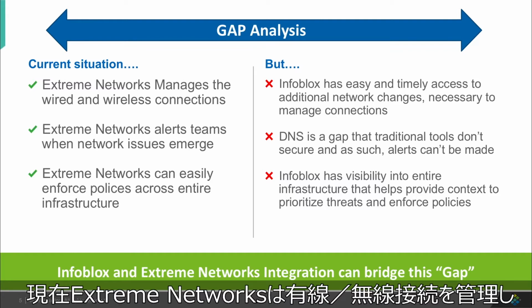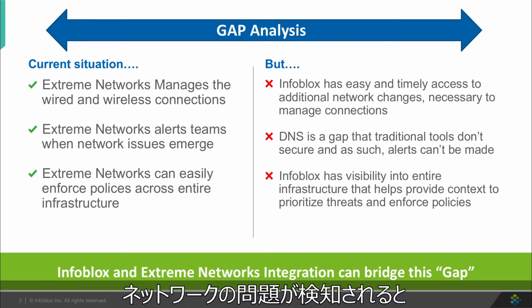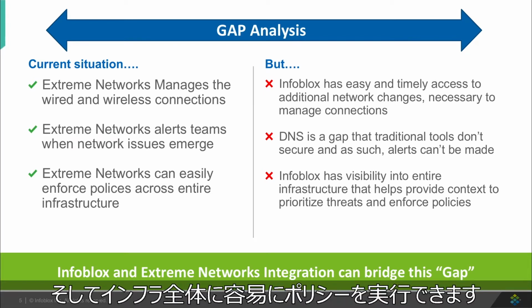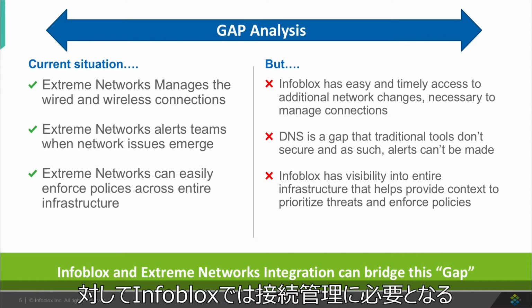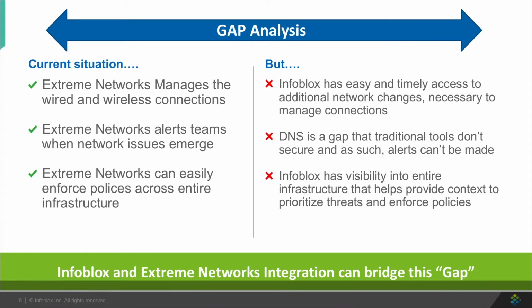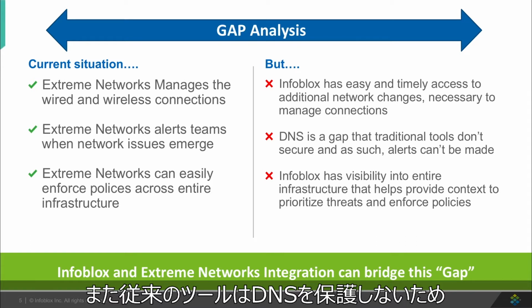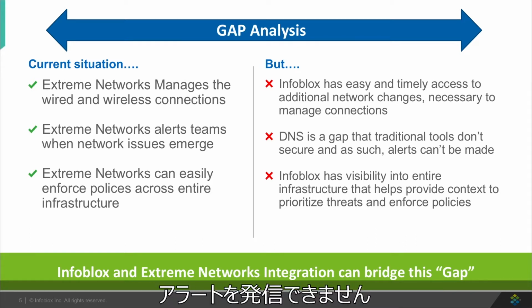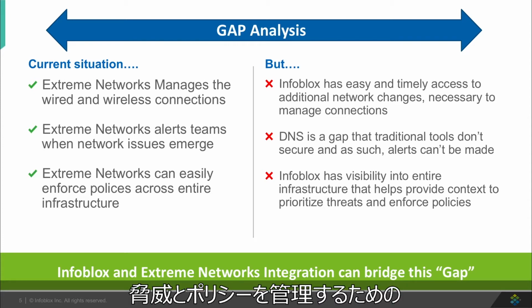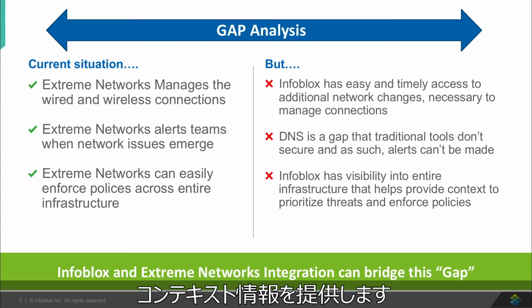Currently, Extreme Networks manages the wired and wireless connections while alerting teams when network issues are discovered, and easily enforces policies across the entire infrastructure. But Infoblox has easy and timely access to additional network changes that are necessary to manage the connections. Also, DNS is a gap that traditional tools don't secure, and as such, alerts can't be made. Plus, Infoblox has visibility into the entire infrastructure that helps provide context to manage threats and policies.